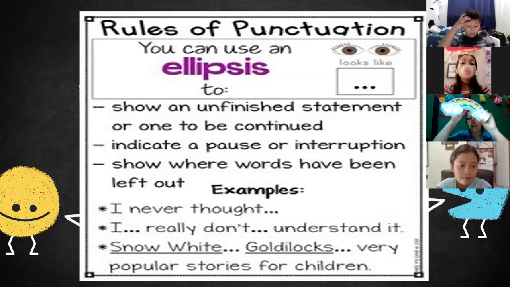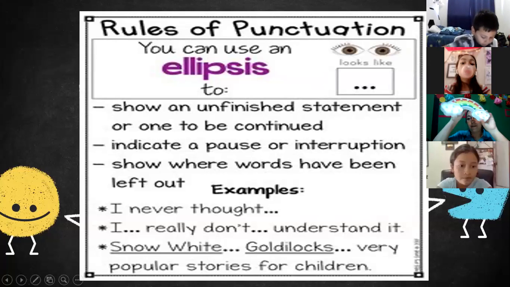understand it. Okay, for example, Snow White, Goldilocks, very popular stories for children. Okay, these are ellipses. Okay, when you don't continue the idea, you write this kind of mark, okay, exactly as you write in the chat. Yes, okay, good job, excellent. So let's see, now we continue. Let's see. Okay, punctuation. Now we practice.